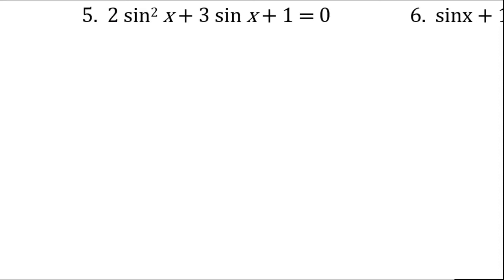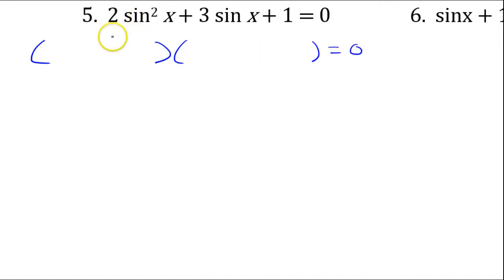Now, for problem number 5, I'm noticing that we have all sine, right? It's not a mixture of sine and cosine or anything, so that's great. And we even have 0 on one side. So I think we are ready to factor. So let's go ahead and go for it. Trinomial like this, I'm thinking binomial times binomial. How about you? Let's go for it.